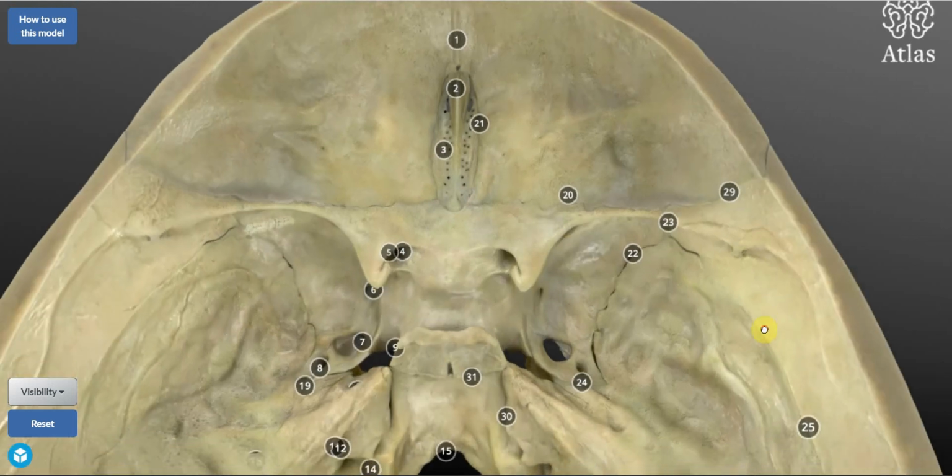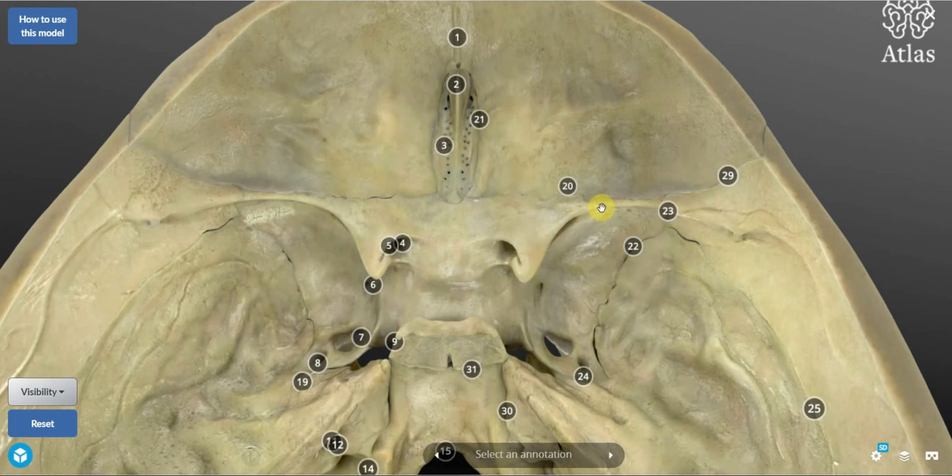Posteriorly, there is this sharp posterior border of the lesser wing of the sphenoid bone, the anterior clinoid process, and this part which is the anterior border of the sulcus chiasmaticus. So here again we have the anterior clinoid process, and this again is the lesser wing of the sphenoid bone.